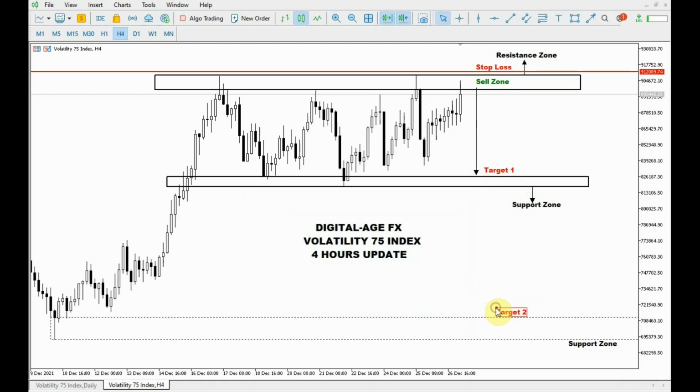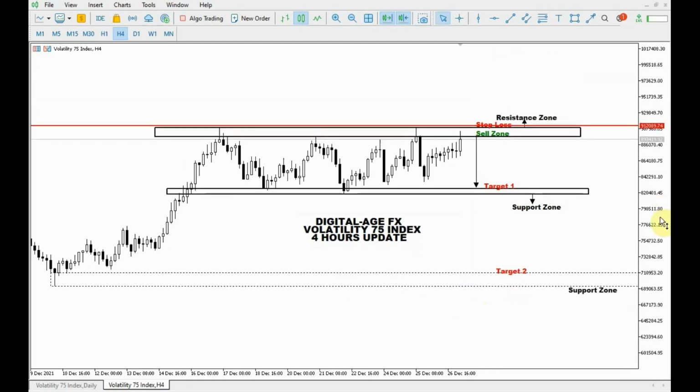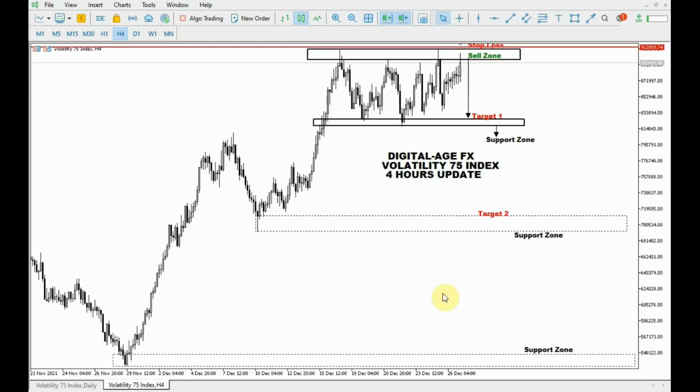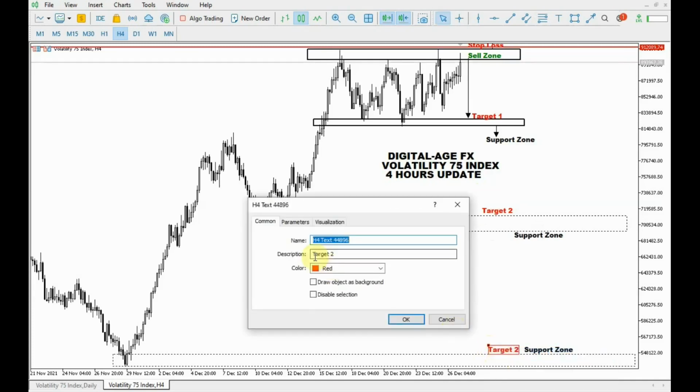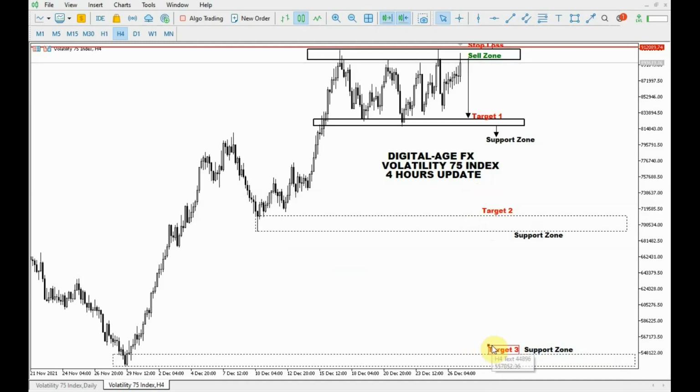But this is our target, this is our second target. So let me label our third target as well, because if we look at a daily, but I'll make sure I post a daily analysis. That's why you have to stay tuned. I'll post a daily analysis tomorrow, so you guys can learn something about how we're looking at the market in a daily time frame.